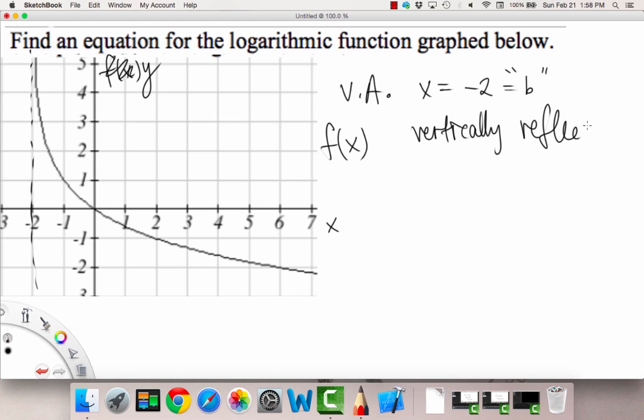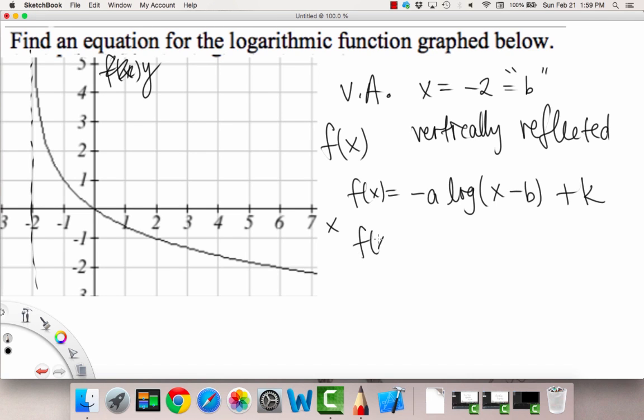So that means we have to have a negative sign all the way in front of our log, okay? So we're going to have something of this form: f of x is equal to negative a times log of x minus b, and then plus some k, alrighty? And we know b already, right? Because that's a negative 2, which we obtained from finding our vertical asymptote there.